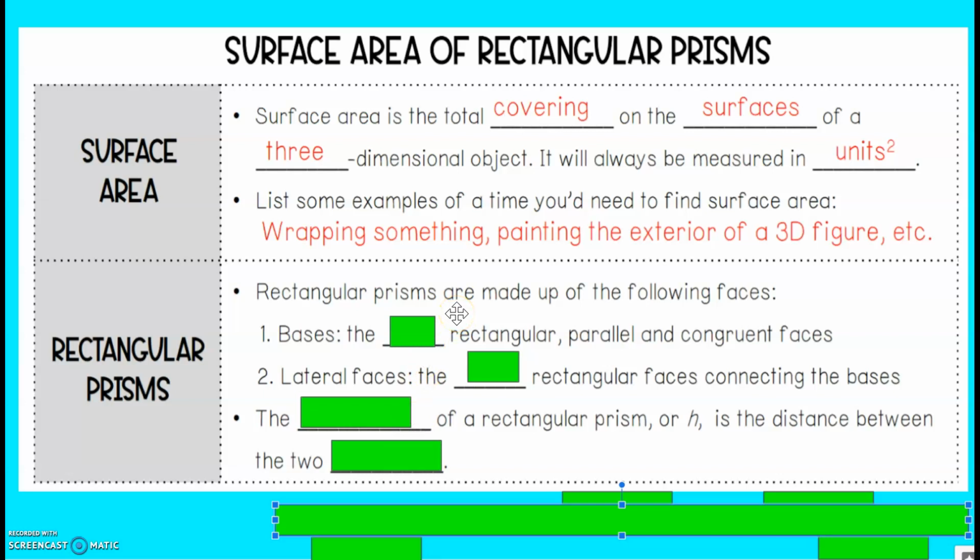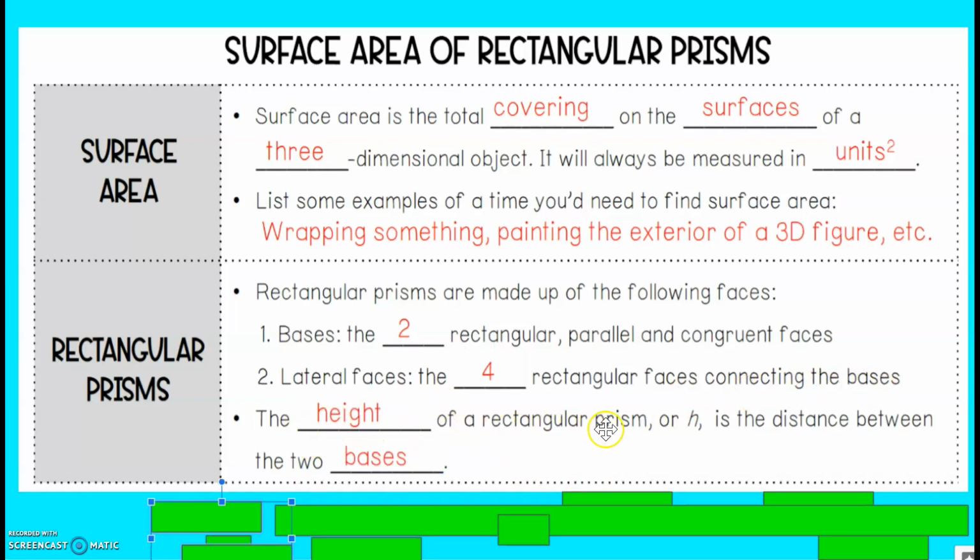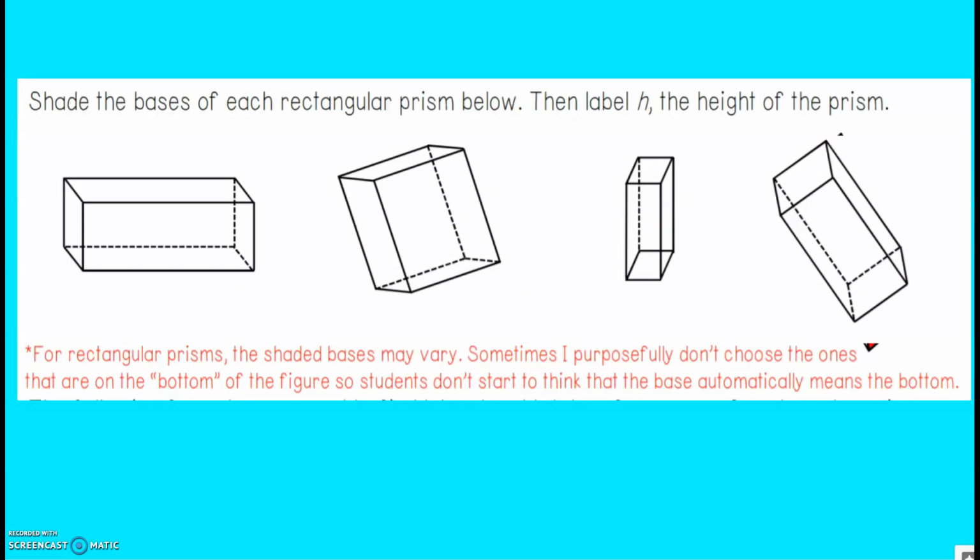Rectangular prisms are made up of the following faces. We have the bases, and there are two rectangular bases. We know that because it's a rectangular prism. These bases are parallel and congruent. The lateral faces, there are four rectangular faces connecting the bases. The height of a rectangular prism is called h, the distance between the two bases. So remember, your height connects your two bases on a rectangular prism.